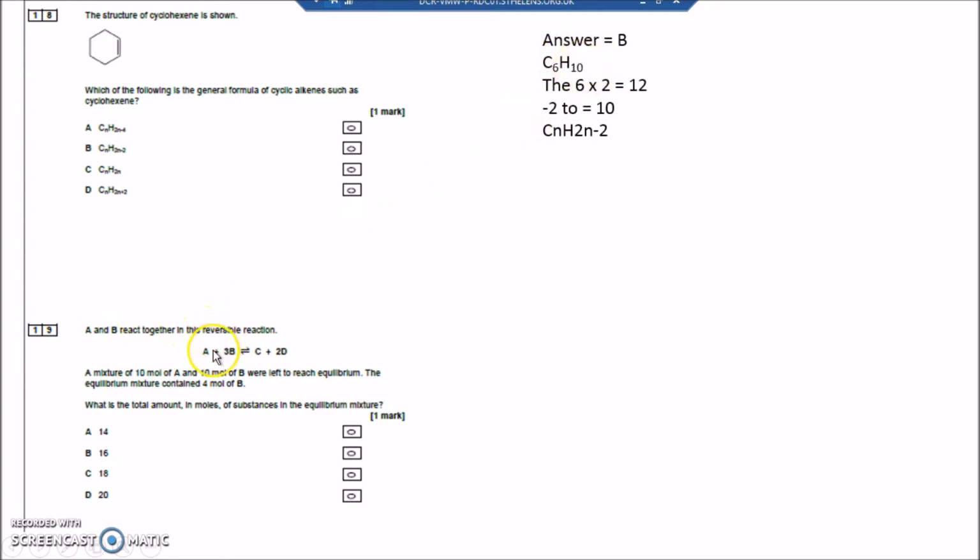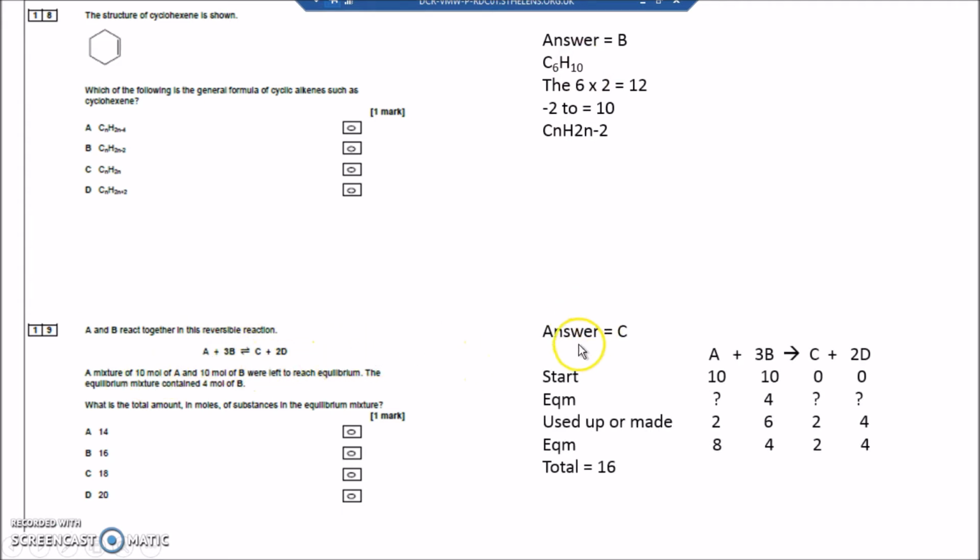A and B react together in this reversible reaction. I'm actually going to do spoilers on this one. We have a look at the start, then I've got 10 molecules of A and I've got 10 molecules of B. I've not got any of C and D yet, because the reaction hasn't started. Then at equilibrium, I don't know how much A I've got. Does it tell me how much B I've got? Yes, I've got 4 molecules of B, but I don't know how much of each of the others I've got.